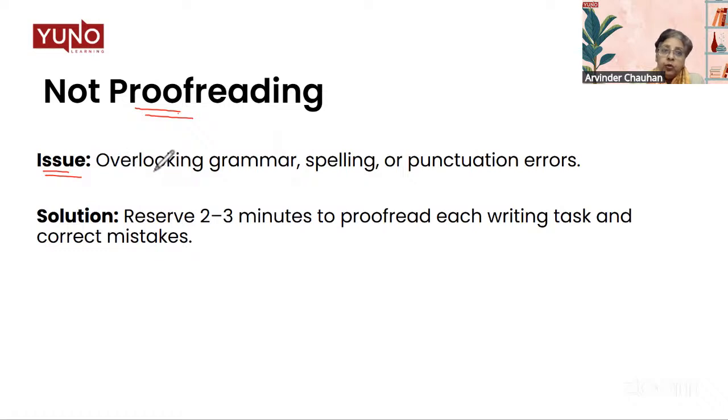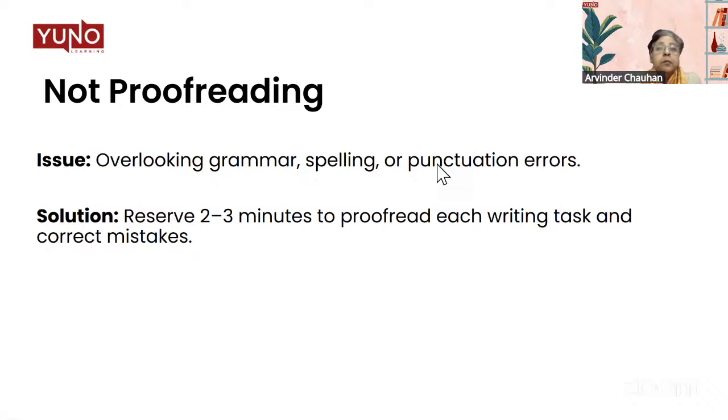Okay, so we overlook grammar, spelling, punctuation errors. These are things that can be rectified. So the solution is to reserve 2 to 3 minutes to proofread each writing task and correct the mistakes. Trust me, you'll be able to correct most of this kind of mistakes if you are able to proofread your work.